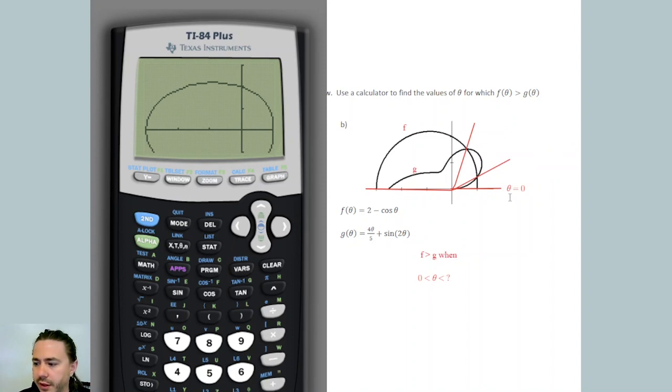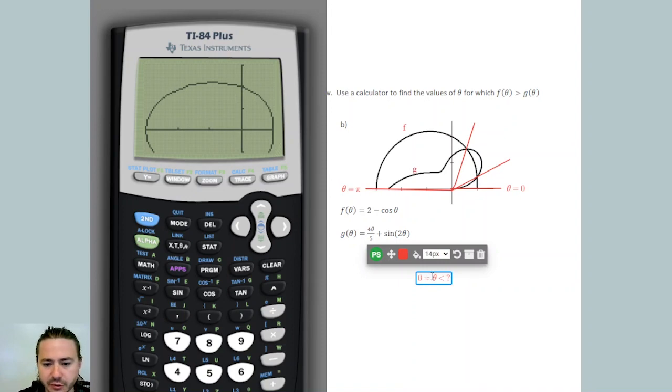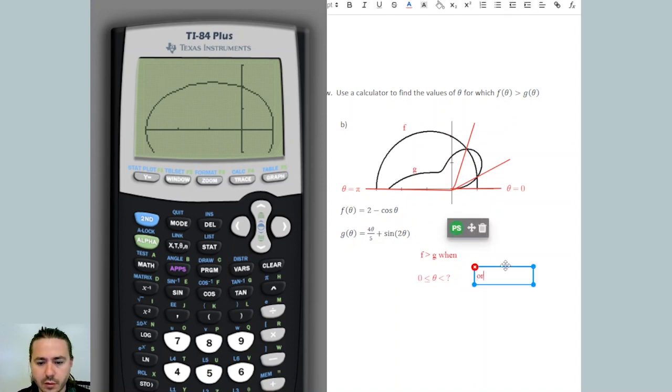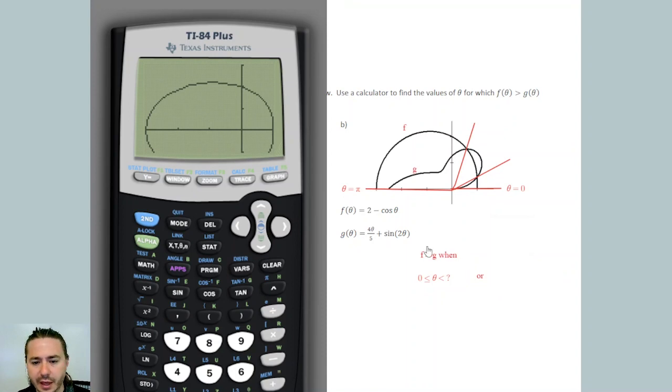And then this angle measure is pretty clear. That should be pi. Theta is pi. So my second interval will end at pi. I'll say between 0, and actually that should be greater than or equal to 0, because it is actually greater than at 0. So we'll say or, when theta is in between whatever that next angle measure is and pi. And the pi should be included as well.